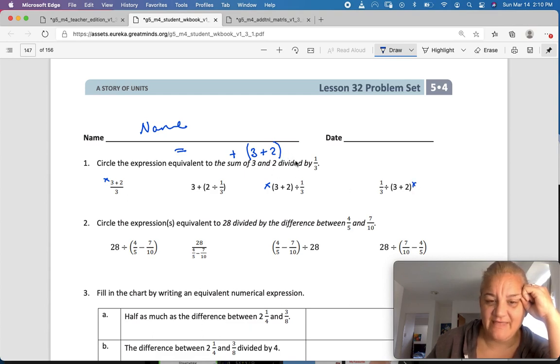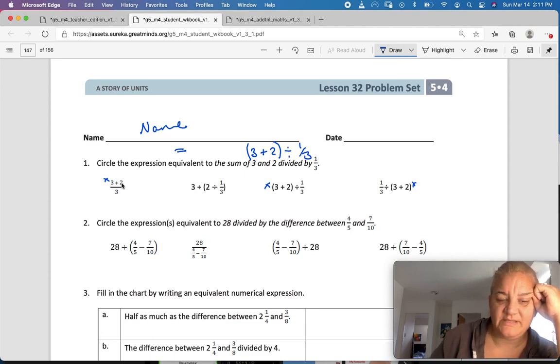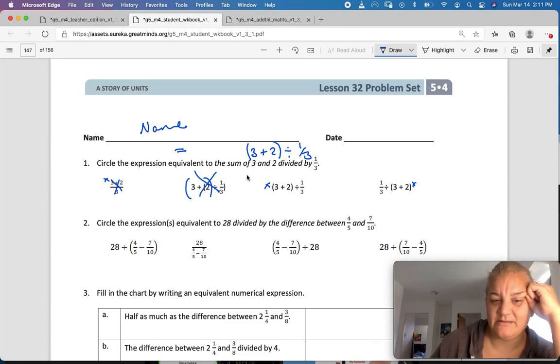But then we're going to divide that, divided by 1/3. So the sum of 3 and 2 divided by 1/3. Well, this isn't divided by 1/3, this is divided by 3. So that's not it. And this doesn't even have 3 plus 2. It has 3 plus 2 divided by 3. So this one is definitely not a winner. 3 plus 2 divided by 1/3. Well, that's exactly what I wrote up there. Does that make sense? The sum of 3 and 2 divided by 1/3. So I think it's that one.